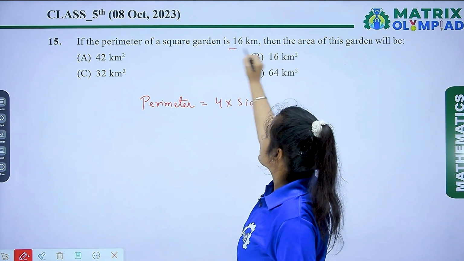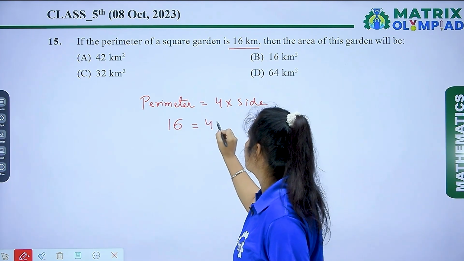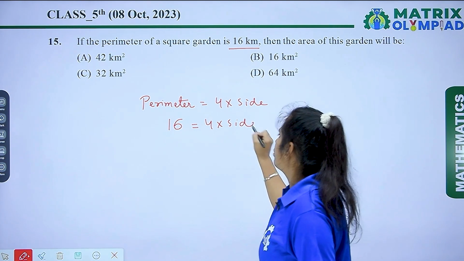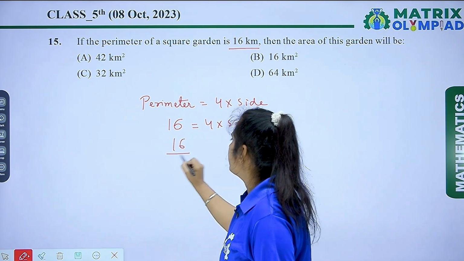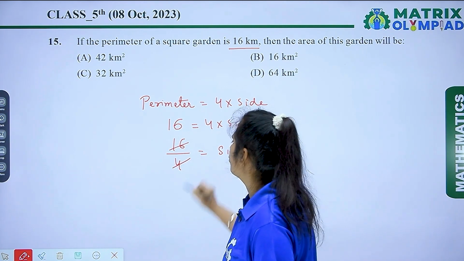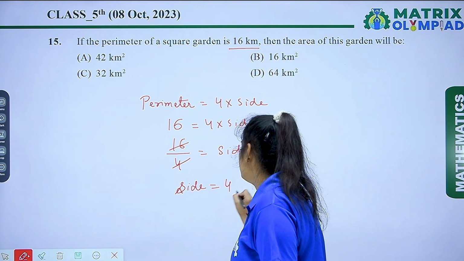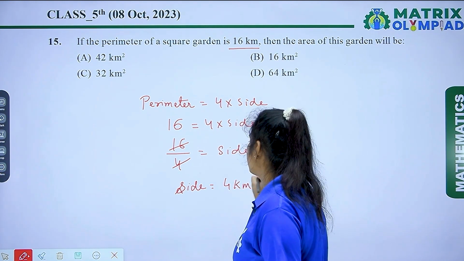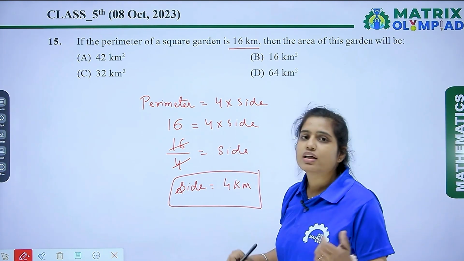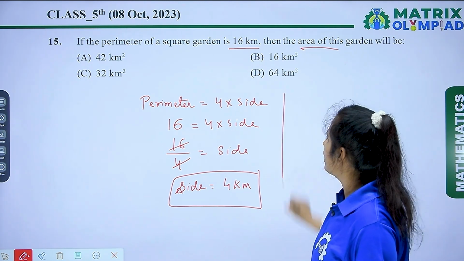अब आपके पास कितना है पैरामीटर 16 किलोमीटर. So here perimeter is 16, 4 multiplied by side. So side will be 16 divided by 4 is equal to side. जब आप कैंसिलेशन करेंगे you will get measurement of side is equal to 4 kilometer. तो side आपके पास है. Now what you have to find out? You have to find out the area of the garden.